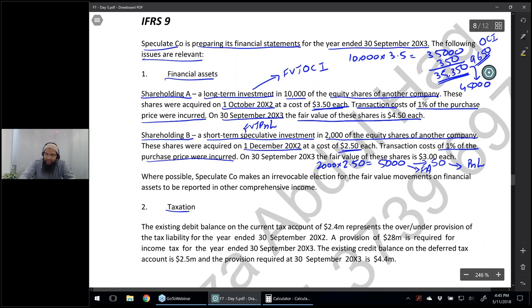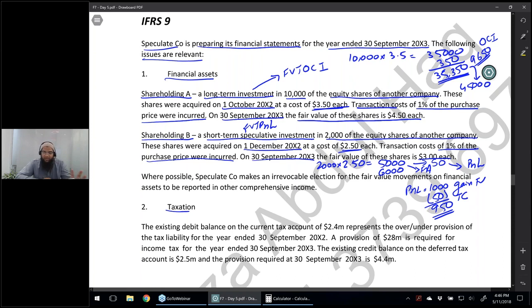On 30th September 2023, the fair value of these shares was 3 each, which means the fair value was 6,000. So in the P&L, the value to be recorded is going to be a fair value gain of 1,000. And the transaction cost of 50, so the net value to be recorded in P&L is going to be 950. Is it clear up to now to you people? That the second shareholding actually relates to the P&L category.